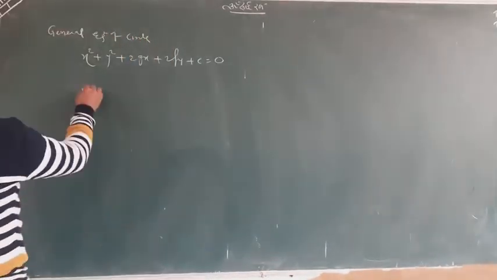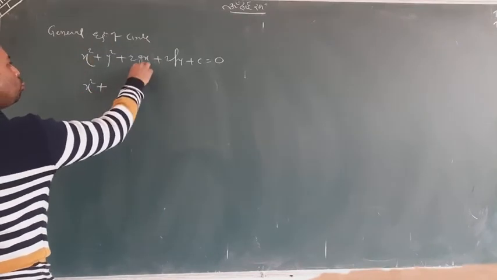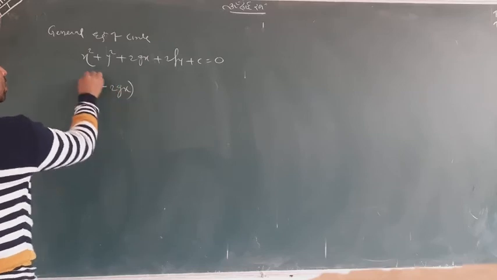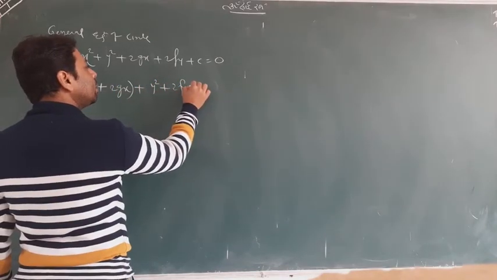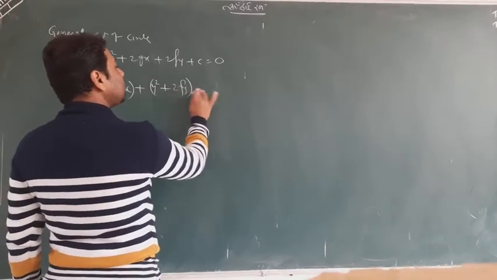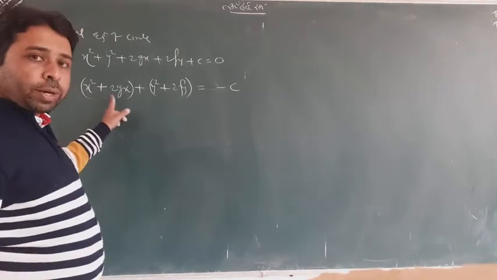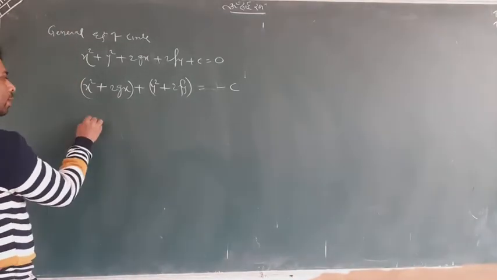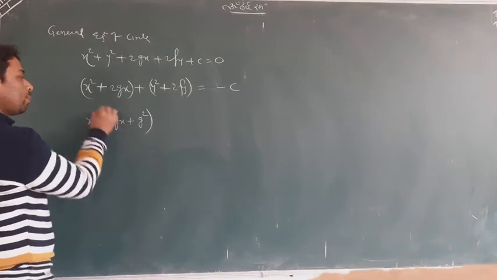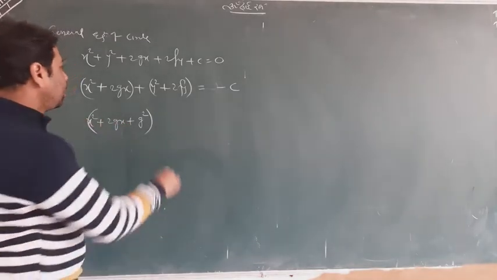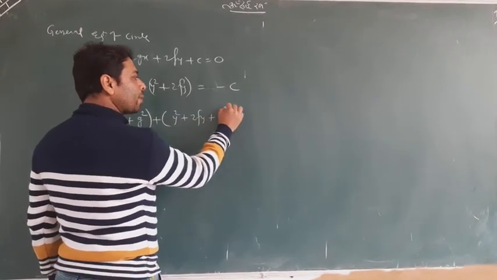So okay, I am doing some special work here. Please try to understand. x square I am writing, 2gx I am writing here, y square I am writing, 2fy I am writing here, and c I just transfer to this side. Now I will make it a complete square. You know it, x square plus 2gx, I am adding g square, y square plus 2fy, I am adding f square.